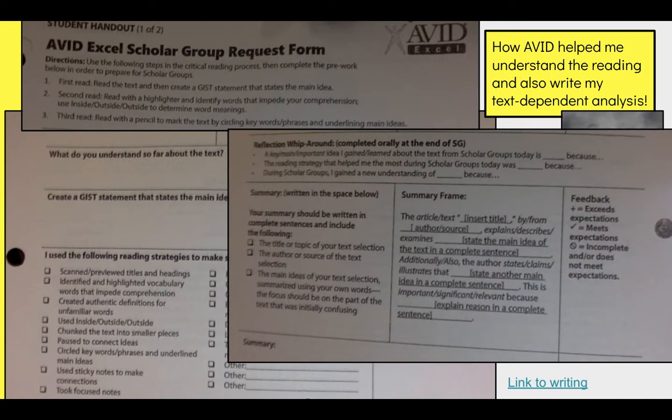You talked a little bit about the summary too, like writing those summaries that's also on the Scholar Group request form, how that helped. Could you explain that a little bit? Yeah, so the summary that's behind the Scholar Group request form really helped me understand what sentences and what words to define how I wanted to write my sentences and describe my thinking and organize a little bit better. Oh, so you had the language then to write the transitions.